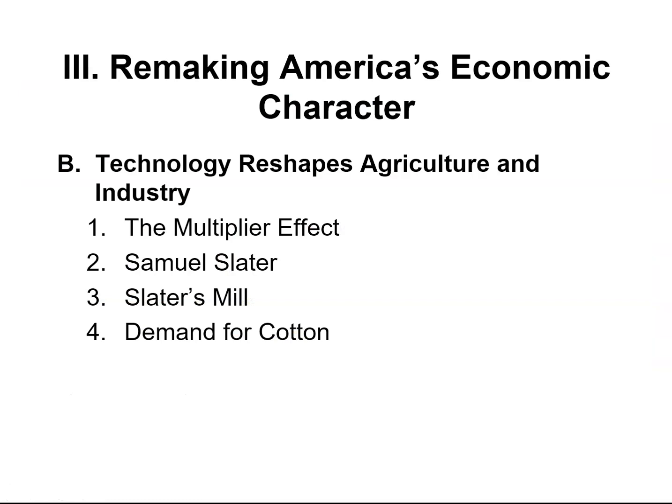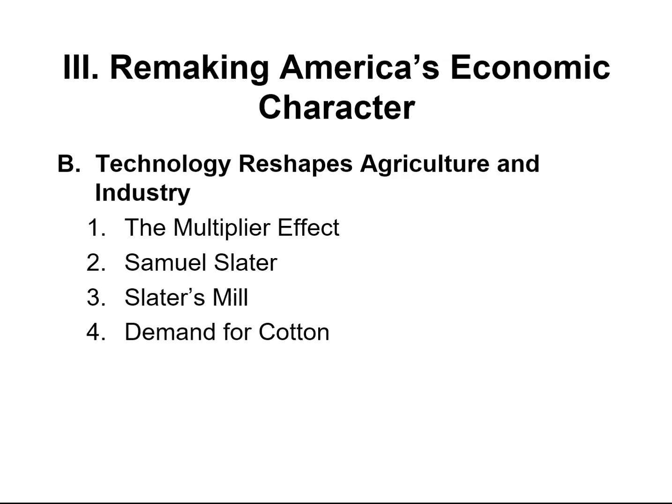Okay, so the multiplier effect. That is in which one invention prompted others. And the most visible is the cotton gin and the spinning wheel. Those are inventions that transformed Southern agriculture and Northern industry. So in the South, you're going to see the cotton gin. That raw cotton is taken to the North, and we're going to see the spinning wheel used to turn that raw cotton into thread. Right?